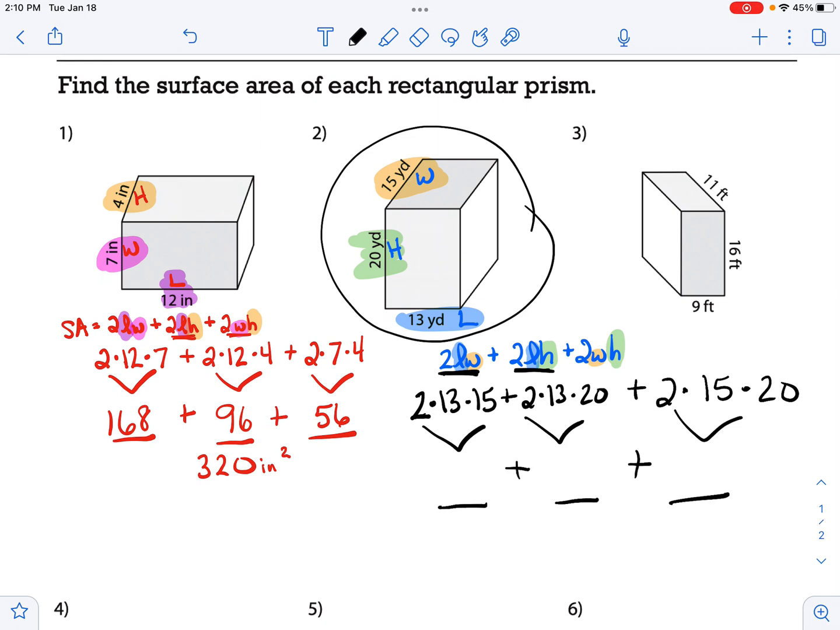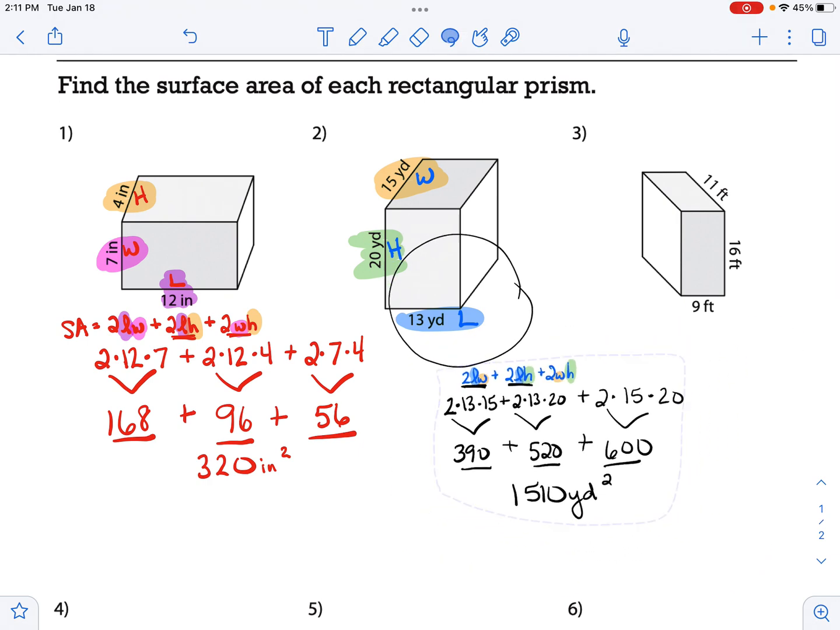I can multiply those together to get my 3 products, and you can use your calculator. 2 times 13 times 15 is 390. 2 times 13 times 20 is 520. And then finally 2 times 15 times 20 is 50. Nope, I got that wrong. 2 times 15 times 20 is 600. Knew something was off. There we go. And I'll add those all together. 390 plus 520 plus 600 gives me 1,510. This one was measured in yards, and I want to put squared.